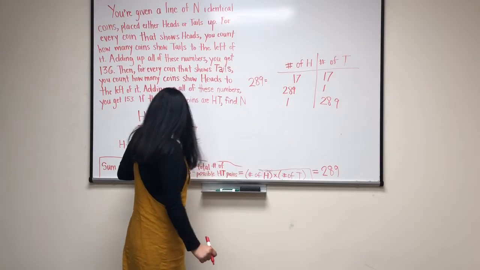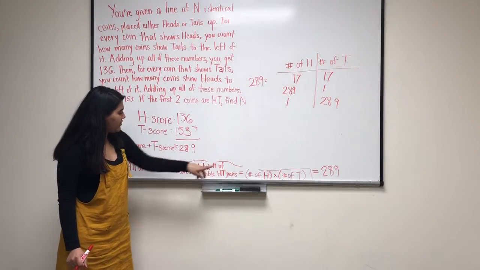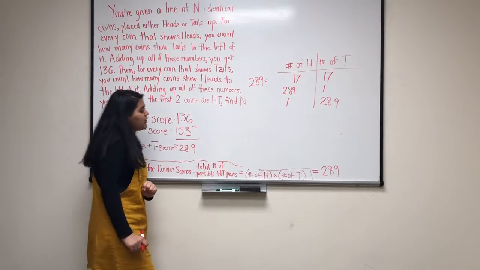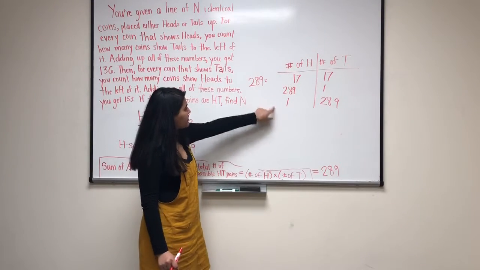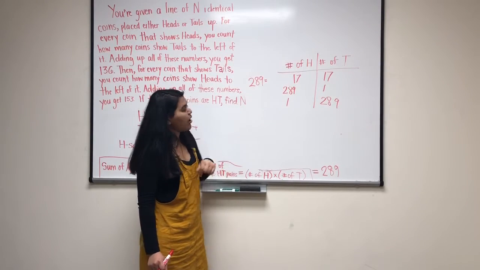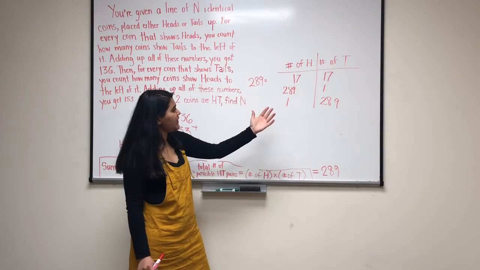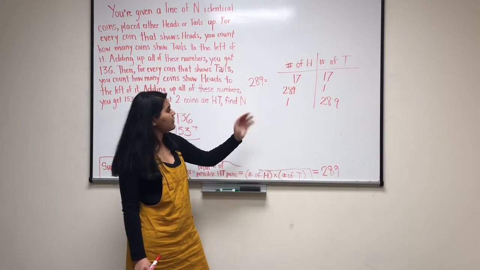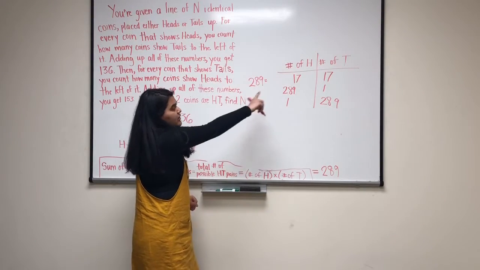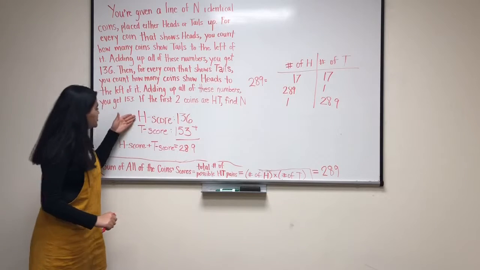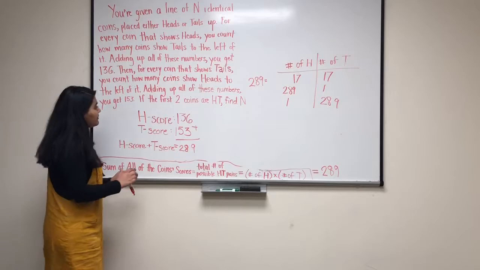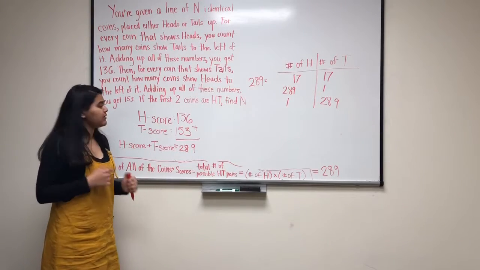So when I reach the conclusion that the number of heads times the number of tails equals 289, that also helps me reach this conclusion that my sequence can consist of one of these possibilities. So it can either have 17 heads, 17 tails, or 289 heads, 1 tail, or 1 head and 289 tails. All of these possibilities satisfy this condition right over here, that the H-score is 136 and that the T-score is 153. So how do we know which one is right?